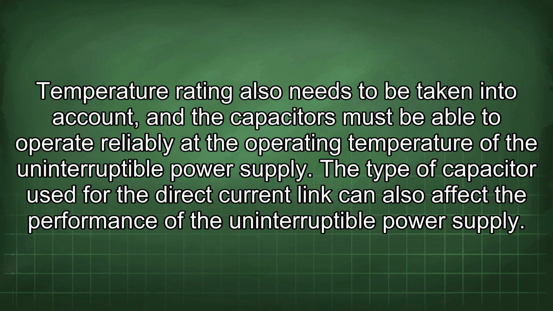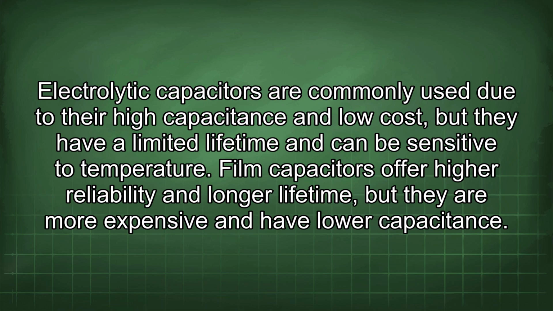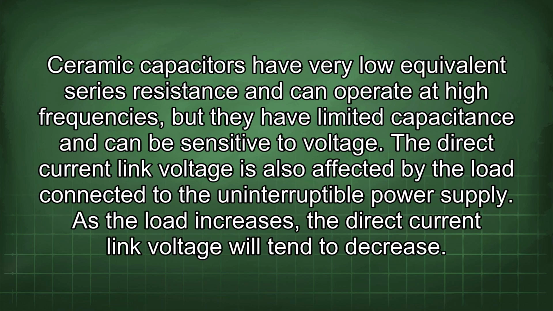The type of capacitor used for the direct current link can also affect the performance of the uninterruptible power supply. Electrolytic capacitors are commonly used due to their high capacitance and low cost, but they have a limited lifetime and can be sensitive to temperature. Film capacitors offer higher reliability and longer lifetime, but they are more expensive and have lower capacitance. Ceramic capacitors have very low equivalent series resistance and can operate at high frequencies, but they have limited capacitance and can be sensitive to voltage.